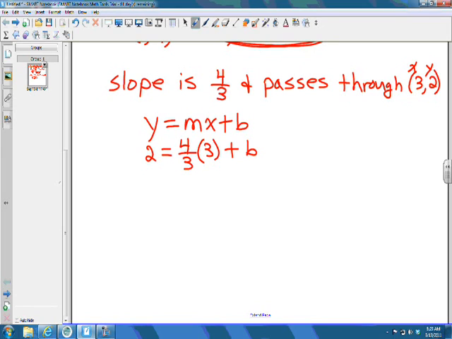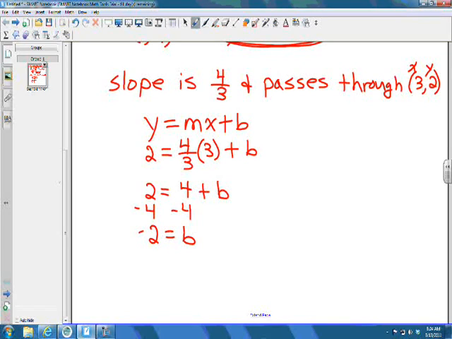So what's 4/3 times 3? Anybody? What's going to happen to the 3's? So you're left with the 4. And now how would you finish solving for b? So subtract 4. So negative 2 equals b.